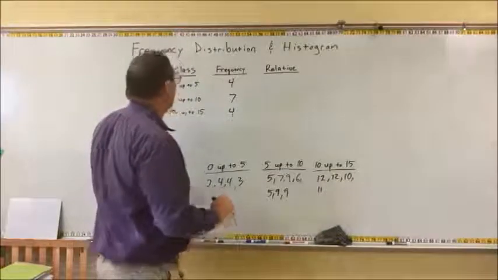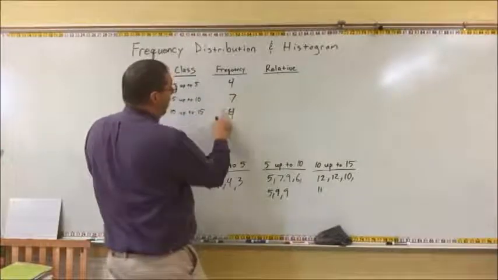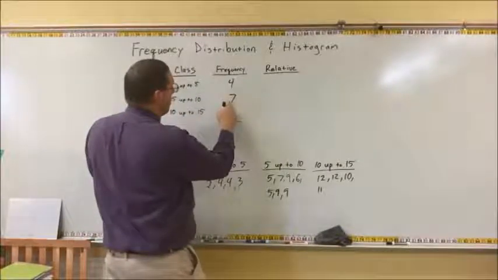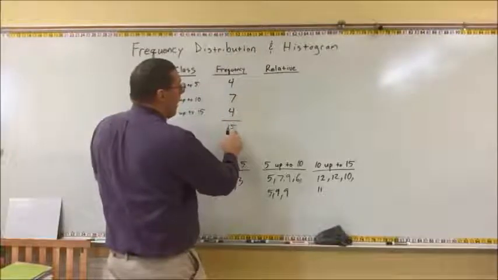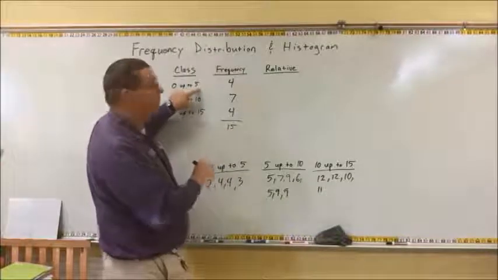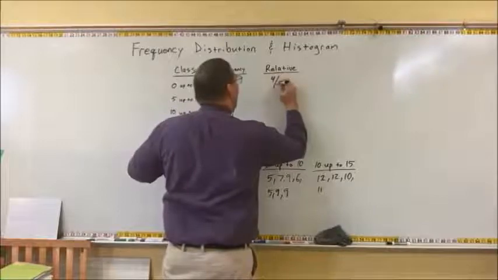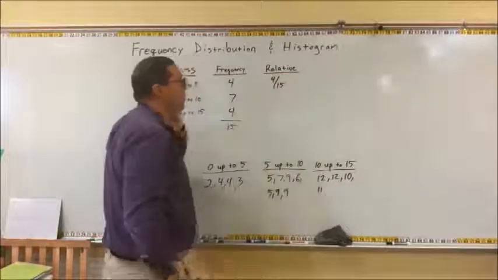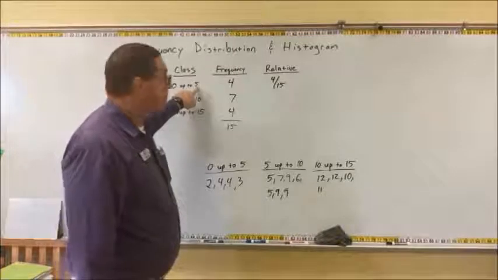Okay? If we added 4 plus 7 plus 4, that's 15. That's what we're looking for. How many of those 15 observations are 0 up to 5? Well, 4 of them are, right? So that means 4 out of 15 of the observations are 0 up to 5.